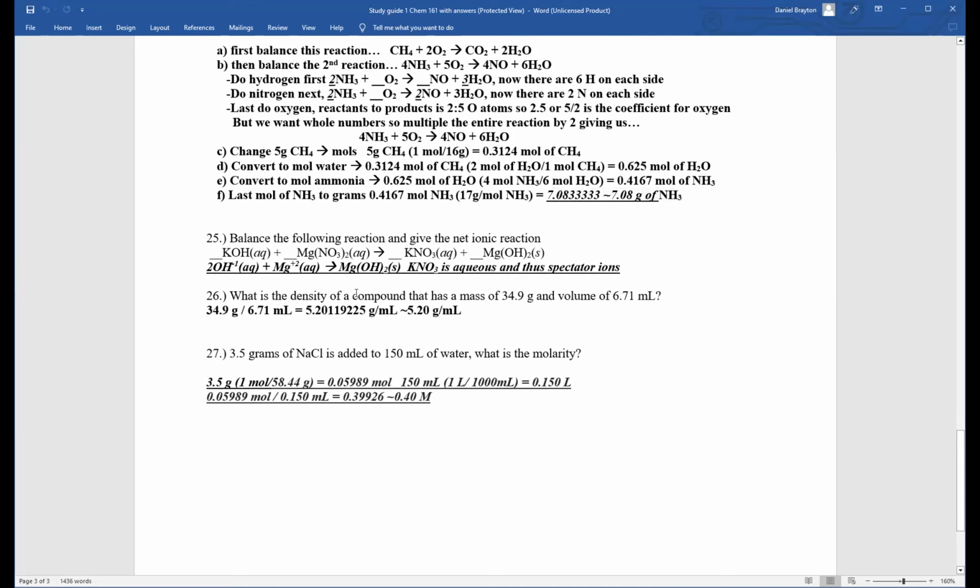This is just, okay, density is mass over volume. There's the mass. There's no molar mass, or we don't even know what the compound is. We're just dividing the two numbers and then rounding. So a good example here of rounding, right? There's 3 sig figs in both numbers. So your answer should have 3 sig figs. The 1 rounds down, so 5.2.